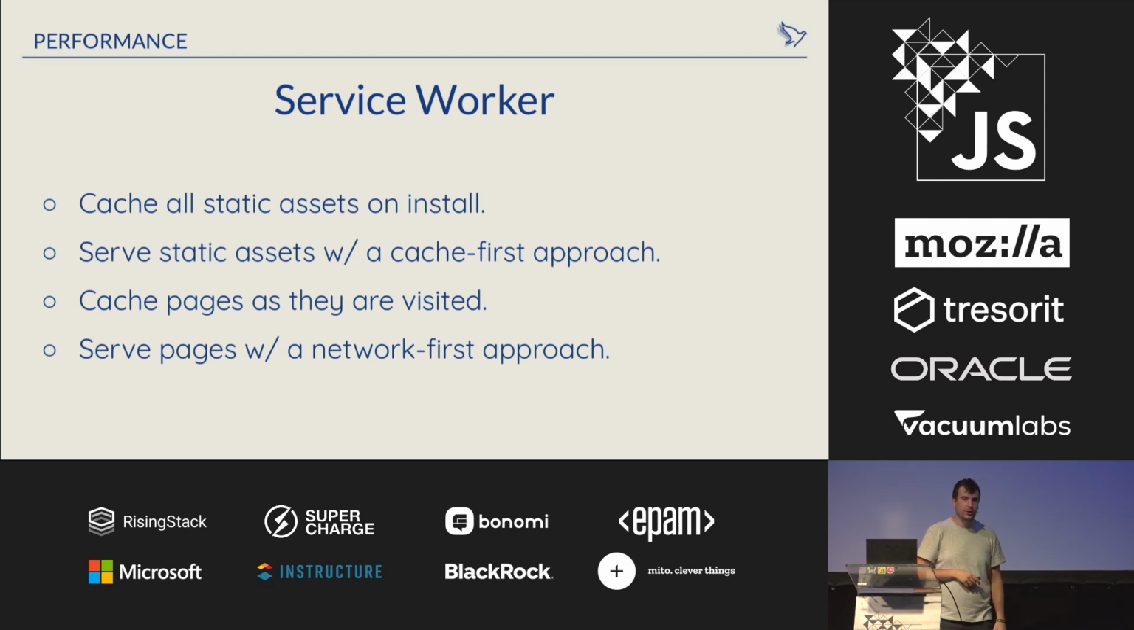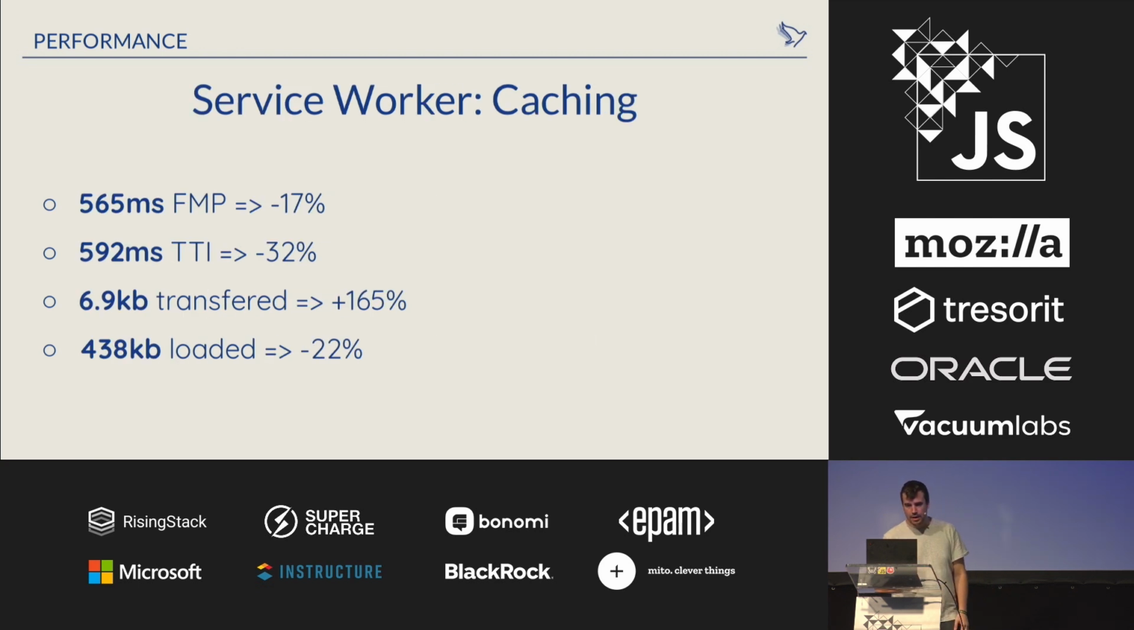And then for the pages, because those might be updated with user-generated content, we want to do a network-first approach, but keep them cached. So grab them from the network, grab the latest copy. If you go offline, be able to serve that copy from your cache. So we're using service workers, we're using the cache API. Yeah, and it gets really fast.